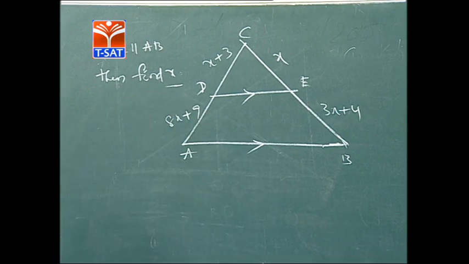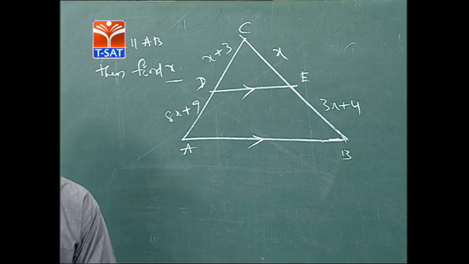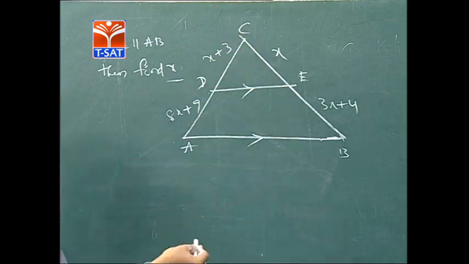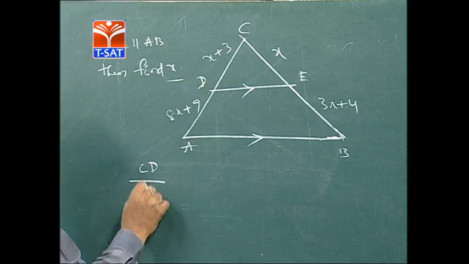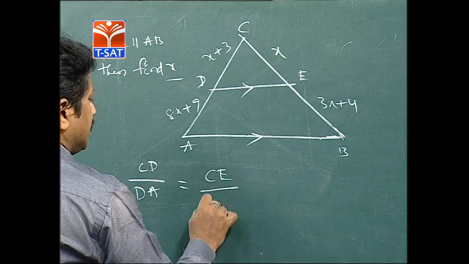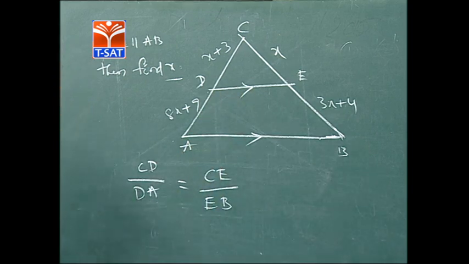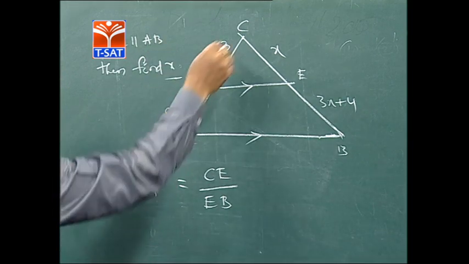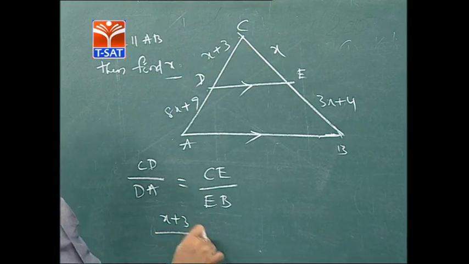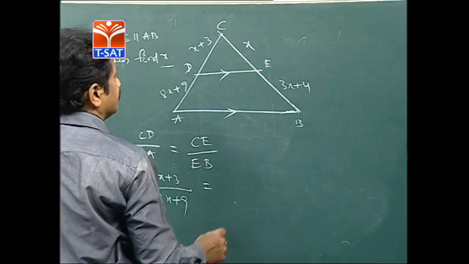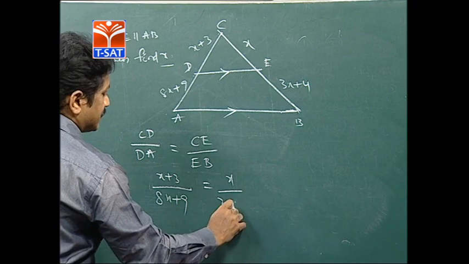This is very important. Then how to do it? This is the most important. Now see, very simple. You can say AD by DC is equal to BE by CE, or simply CD by DA is equal to CE by BE, correct? It is the basic proportionality theorem. Now you can apply the values. CD is x plus 3 by DA is 8x plus 9, is equal to x by 3x plus 4.